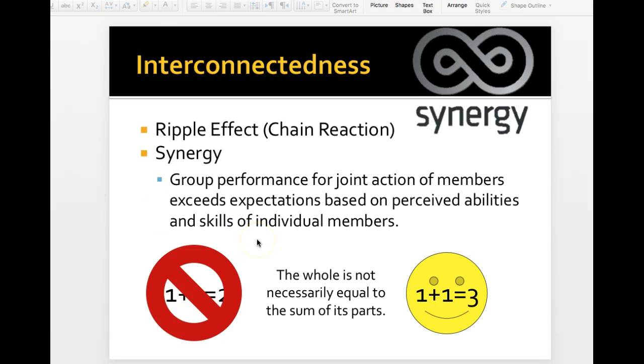The ripple effect can be positive too, right? Group members can make positive decisions and it can ripple in positive ways. And when that happens, we actually call it synergy. Synergy is when the group performance, so everybody together, does better than you would do on your own. So you have a synergistic group if everybody does better together than they do on their own.